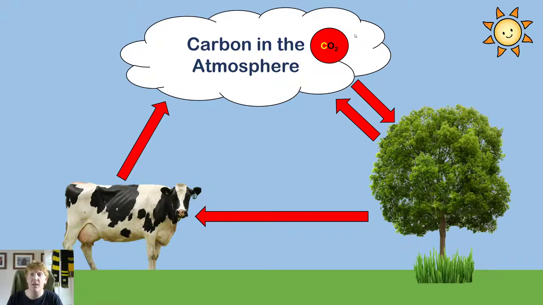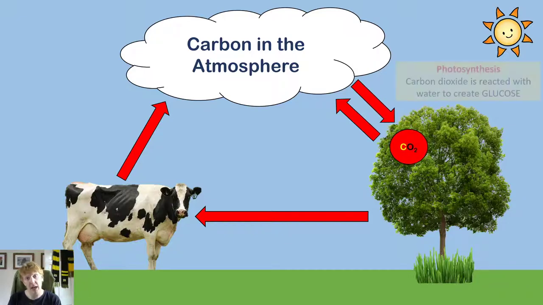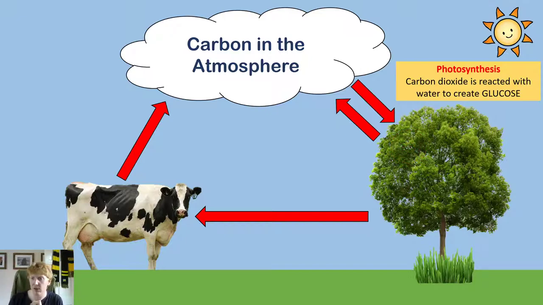So at the moment, the carbon is in the atmosphere in carbon dioxide. What can happen to it? Well, it can be taken into plants and used for photosynthesis. What photosynthesis does is it takes that carbon dioxide and reacts it with water, with the help of sunlight, to make glucose, a sugar. So let's have a look. So there we go. Now we've got the glucose, this sugar, and you can still see the carbon just there.